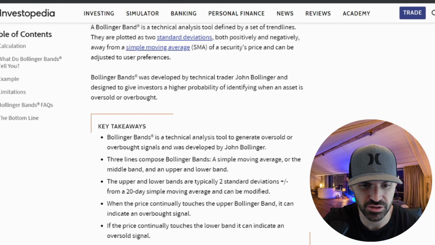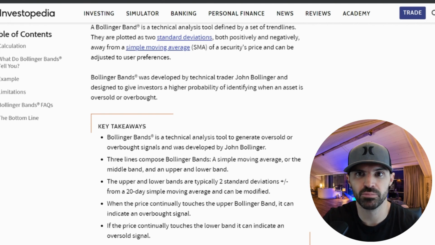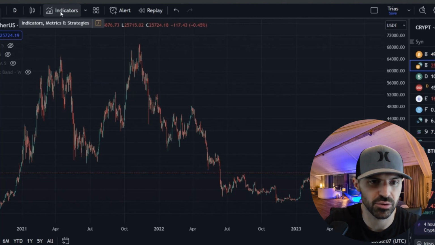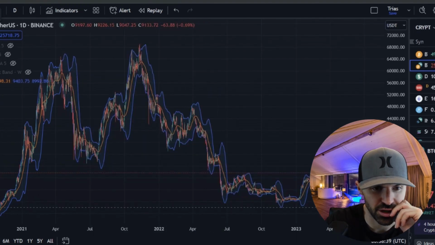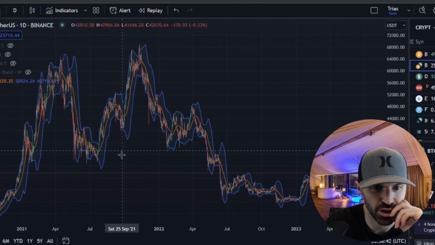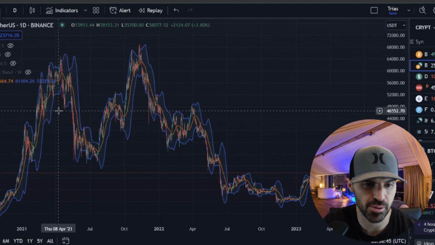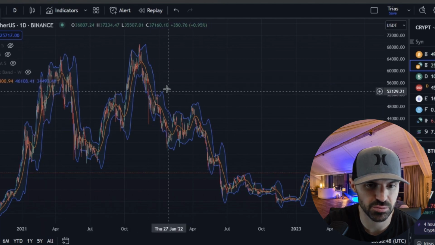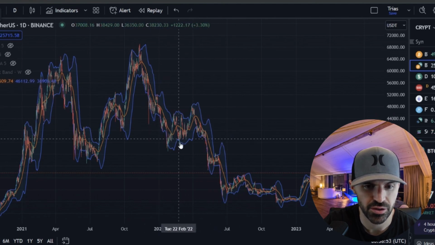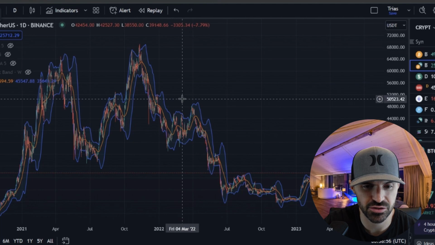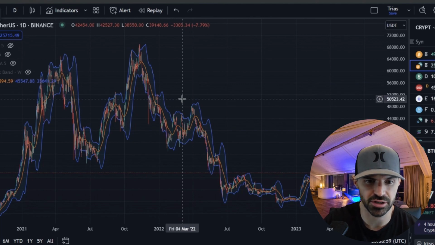When the price continually touches the upper Bollinger Band, it can indicate an overbought signal. If price continually touches the lower band, it can indicate an oversold signal. Okay, so moving over to TradingView here, and we will set up the Bollinger Bands. The Bollinger Bands indicator actually just tracks the price. So as I stated before, it's basically the middle line, which would be the red line here. That is the 20-day simple moving average. And then the upper and lower bands are just two standard deviations plus or minus.